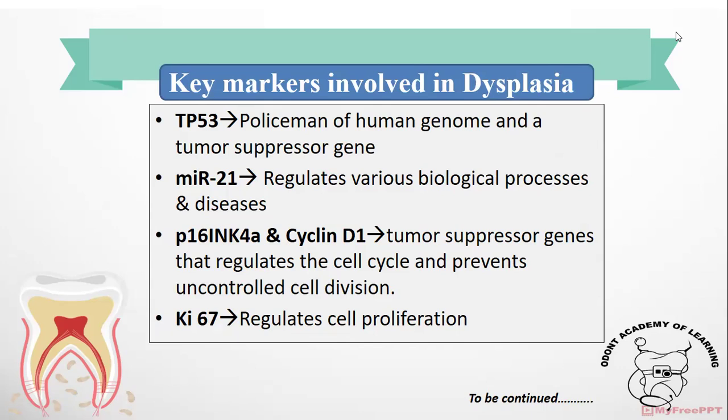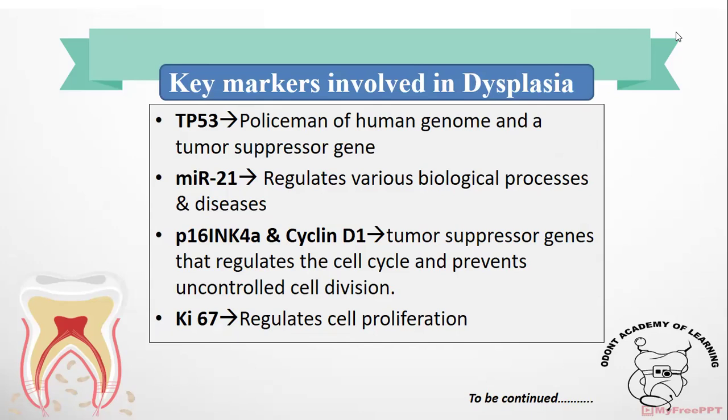Second thing is MIR21. MIR21 basically regulates various biological processes like normal cell division and normal cell proliferation. When these biological processes are affected, that might lead to the development of pathology. And why are these biological processes affected? Because MIR21 is either genetically mutated or it is not working properly, and that could result in the development of pathologies in that person.